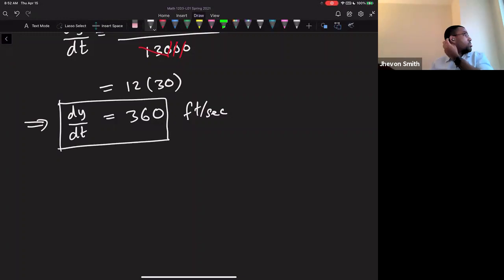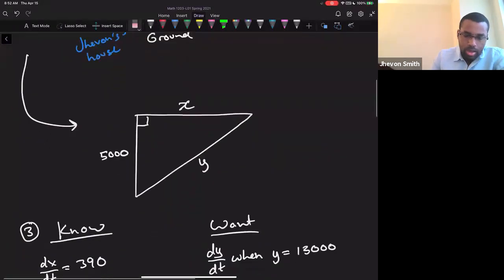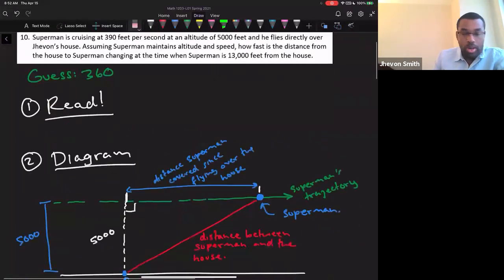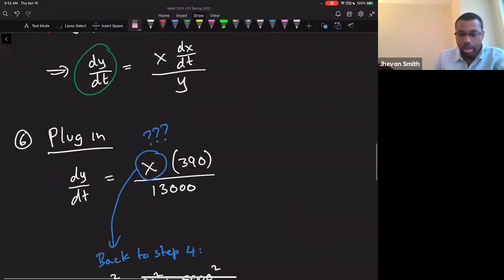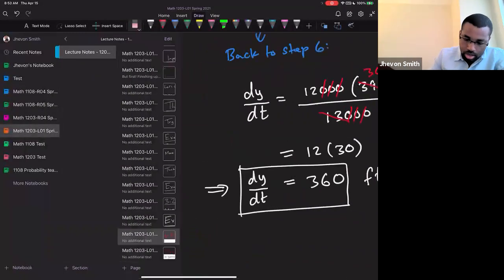Right, which is what we guessed. Or what Sarah guessed, I think it was Sarah. Yeah. So yeah, read, diagram, what we know, what we want, equation, differentiate, plug in, right? Same thing.